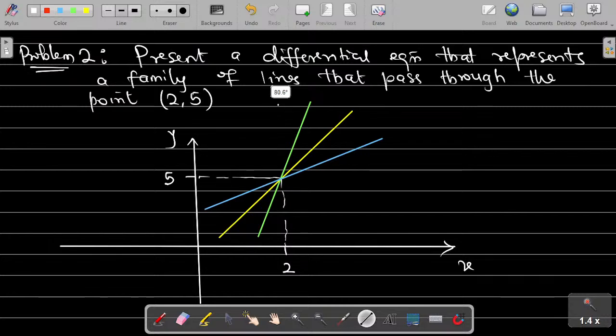Let me also bring this. So you have something like this, and so on and so forth. You can even have something of this nature. So all of these lines are represented by this particular family. All of them pass through this same point, and that point there is your 2, 5. The x value is 2 and the y value is 5. And they're asking us to get an equation that represents it.